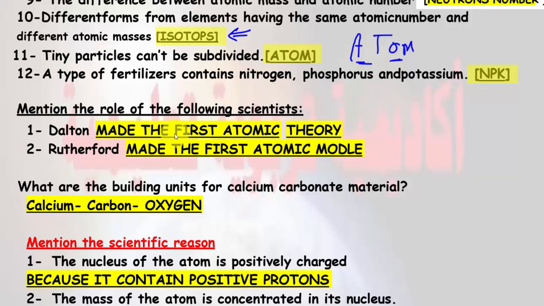Mention the role of the following scientists. Dalton made the first atomic theory, while Rutherford made the first atomic model. What are the building units of calcium carbonate material? Calcium carbonate is CaCO3. So it consists of Ca calcium, C carbon, and 3 atoms of oxygen. So 1 atom of calcium, 1 atom of carbon, and 3 atoms of oxygen.